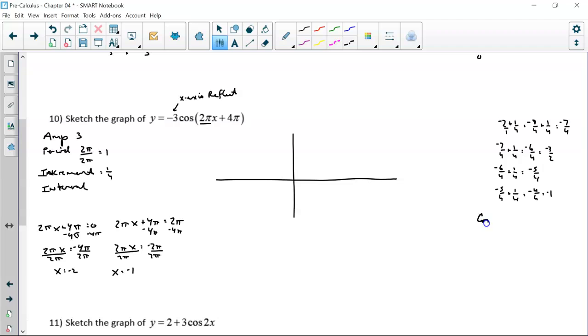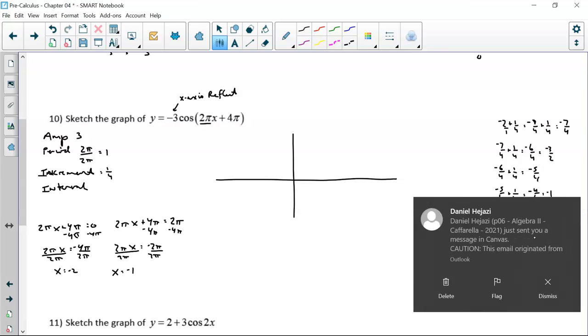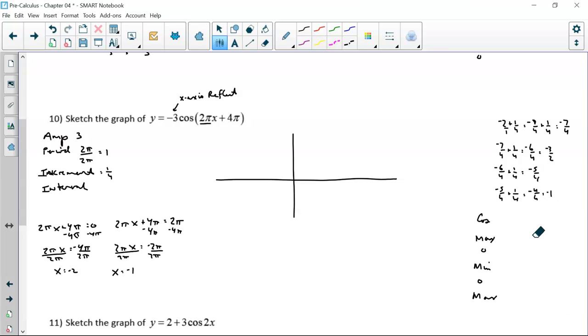Now for cosine, it normally goes max, 0, min, 0, max. But we have that reflection, so what we're going to be doing is the opposite. It's the minimum, 0, maximum, 0, and then the minimum. So that's the pattern we're going to be following because of that reflection.